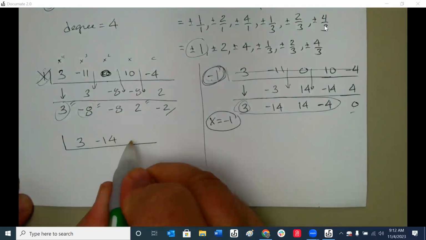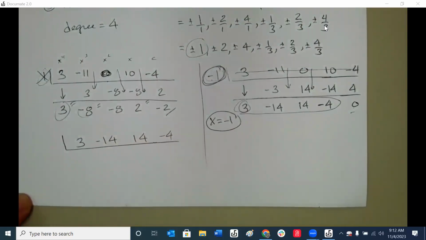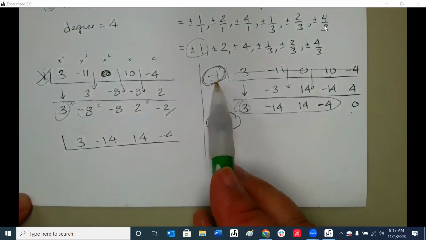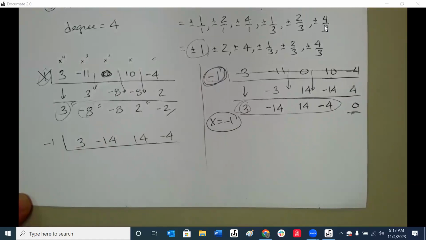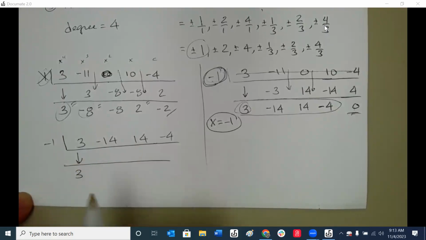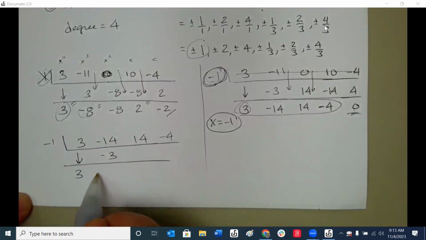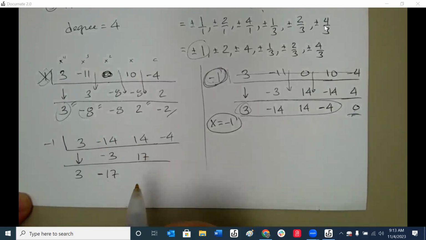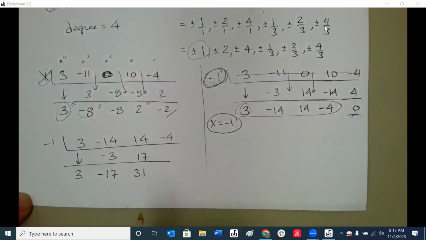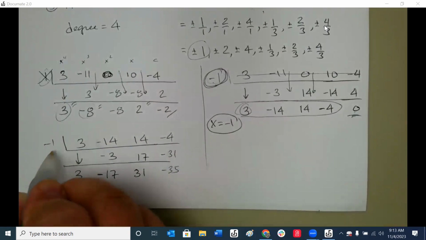3, -14, 14, -4. Here's a good rule to get into. There could be multiple -1 as solutions. So whatever your last number that was a 0, try it again, see if it works again. Because we know 1 doesn't work, let's see if -1 works twice. Bring the 3 down. -1 times 3 is -3. -14 minus 3, they're both negative, so we add them. -1 times -17 is 17. It's 31. Times -1 is -31. -35. So no, that one doesn't work.